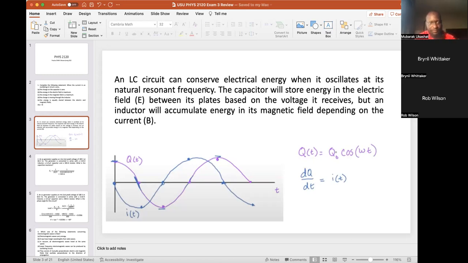So then when current is a maximum, the charge is zero. Yes, when current is at maximum, you have all the energy going to the magnetic field in the inductor. There will be zero electric field energy in the capacitor at this point. Does that make sense? It will be the opposite of what we are getting right now.